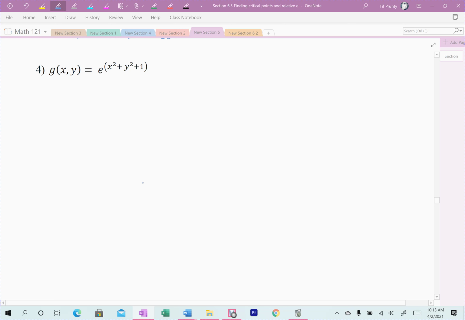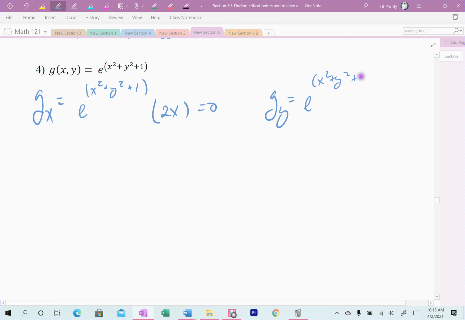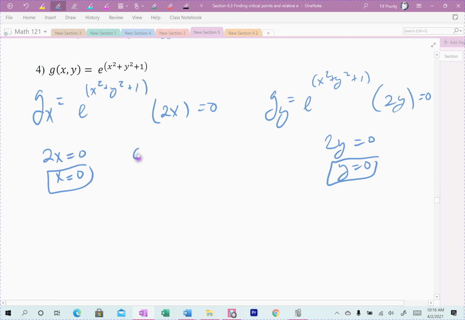Alright, so first I find the critical value. So find my derivative with respect to x. Well, that'd be e to the x squared, chain rule, e to the x squared plus y squared plus 1 times 2x. And then g sub y would be the exact same expression except times 2y. Remember, the e term is never 0, and so the only possibility to give me a 0 is the 2x. Well, that gives me x equals 0, and the 2y gives me y equals 0. And so there's only one critical point, and it's 0, 0.